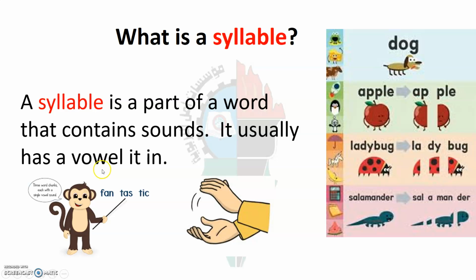So if I were to take a look at the adjective fantastic, I could clap to count the syllables. I would say fan, tas, tic. So that means I have 3 syllables. Some words have 1 syllable, as in dog over here, or 2 as in apple, because you would clap 2 times. Ladybug has 3, and others have 4 or more syllables. You'll see the importance of counting syllables in a little bit.